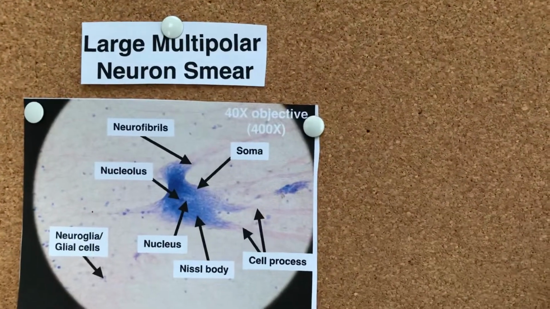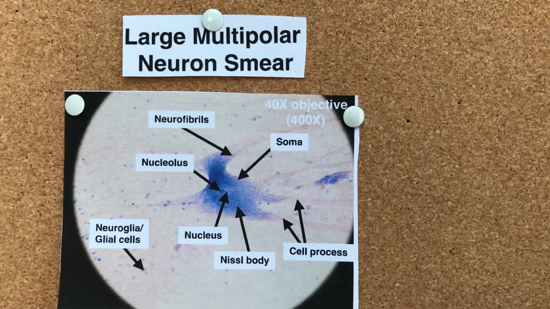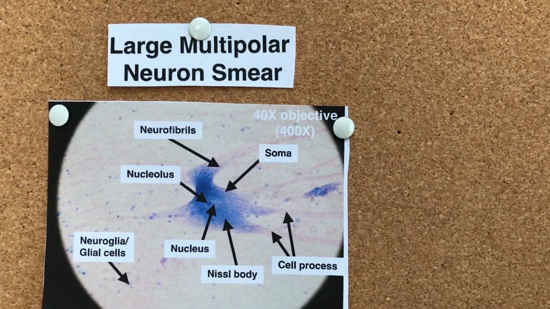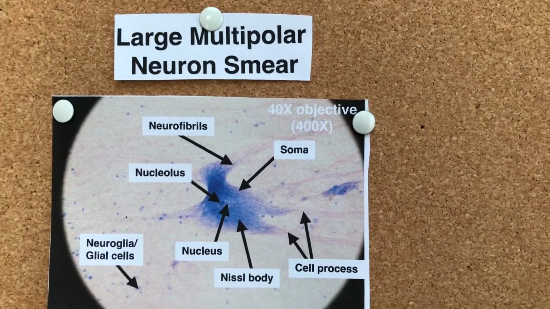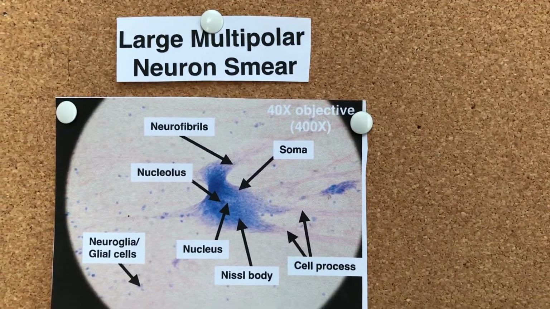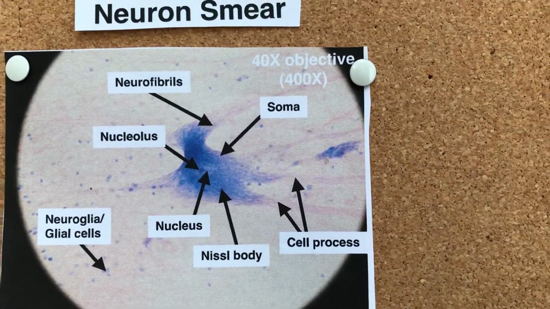Okay, we're looking at lab number 10, which is going to be the nervous tissue as well as the spinal cord, spinal nerves, and spinal reflexes. The first slide we have to look at is the large multipolar neuron smear, and this is going to have a number of parts labeled.